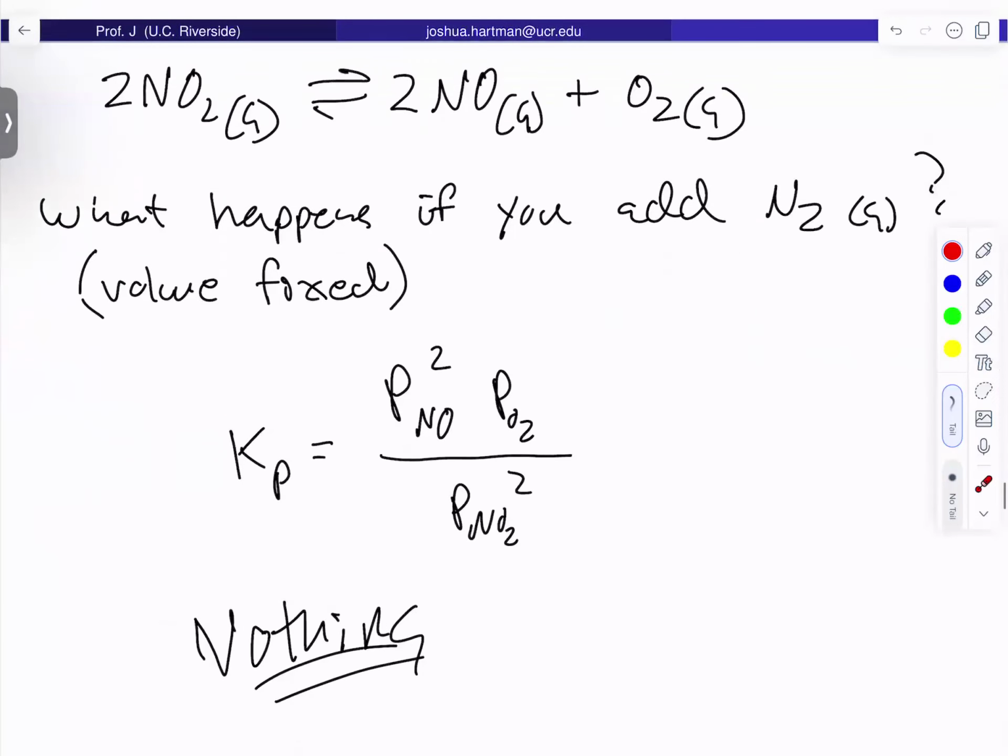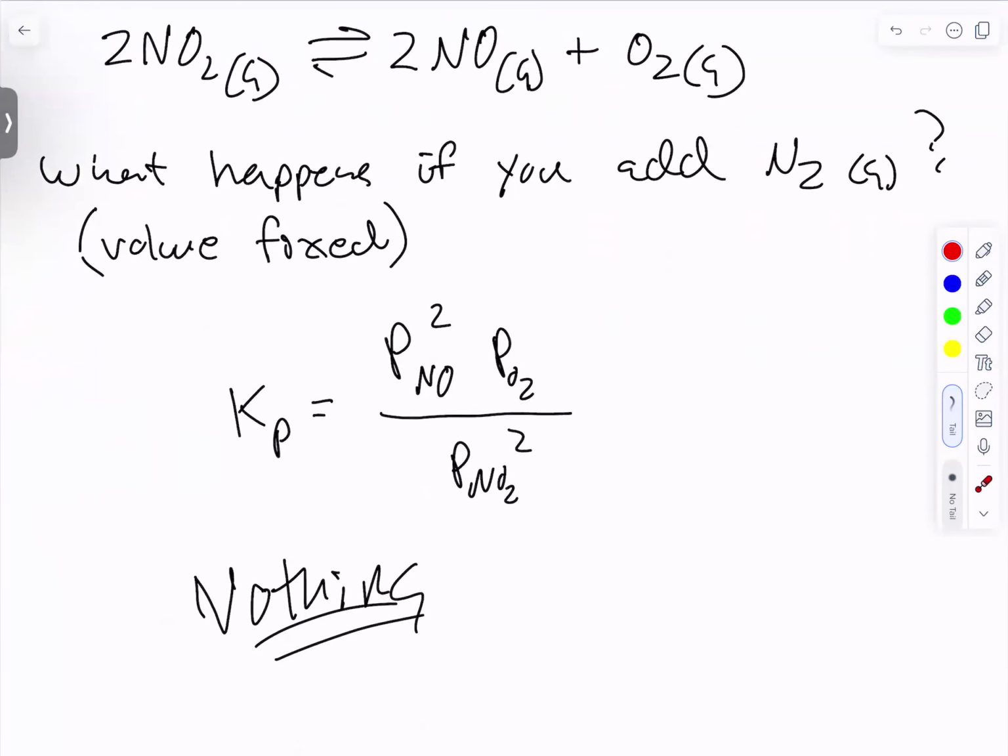Okay, so hopefully you gave that a little bit of thought. And the answer in this case is nothing. Nothing's going to change. And the reason for that comes down to our expression for Kp. The expression for Kp is written in terms of partial pressures for each one of the reactant species. If you add more N2 to the reaction flask, yes, this will increase the total pressure. It will increase the total pressure, but it will not change at all, for that matter, the partial pressures of each one of those reactants and product species. Therefore, that equilibrium remains untouched.